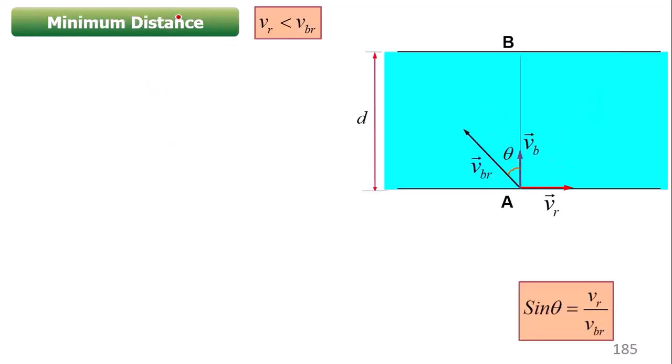Now, the next parameter is called the minimum distance. What is minimum distance? It is how much distance you are calculating.